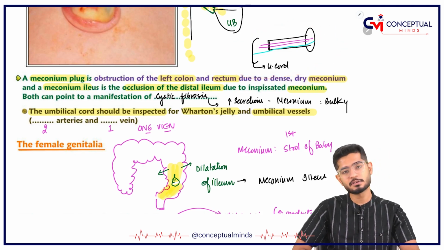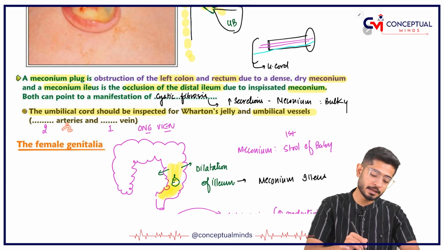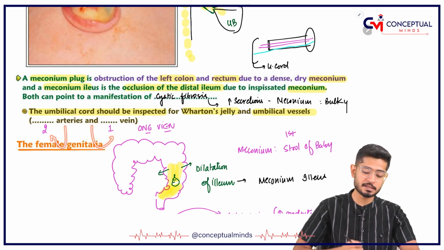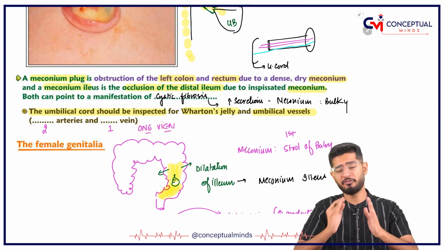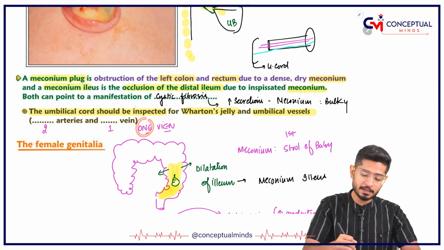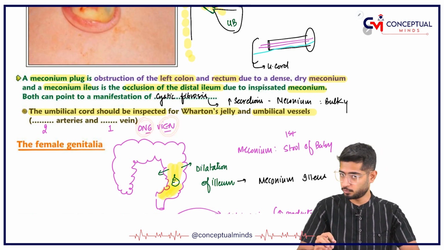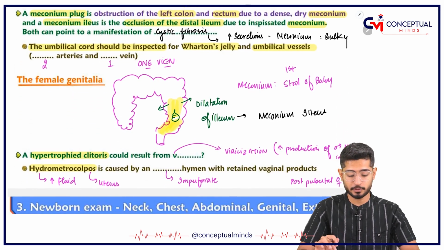In the recent central exam, this was asked: how many arteries are going to be there. So remember, two arteries and one vein, because you can remember one vein, very similar in pronunciation, one vein, one wing. So vein is 1 and artery is 2. So you have to keep a check of it.